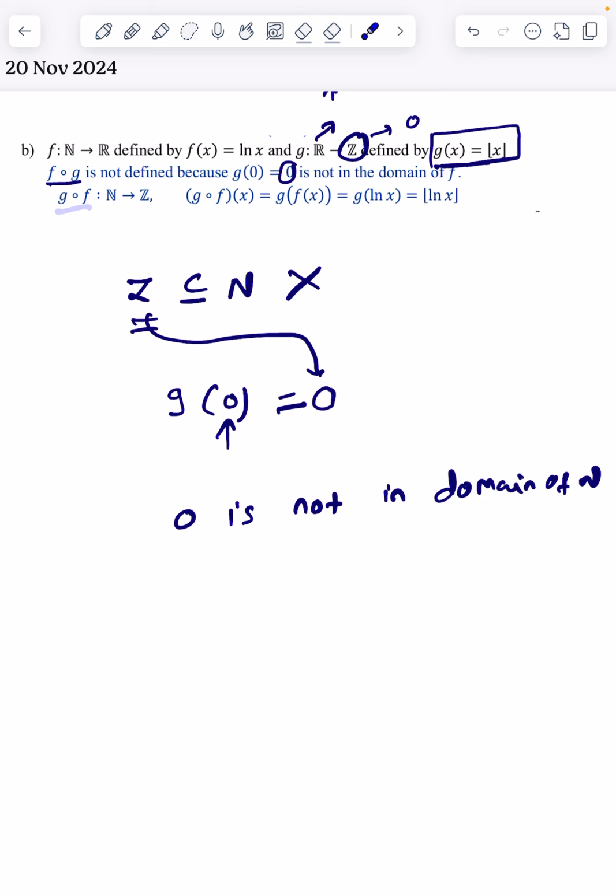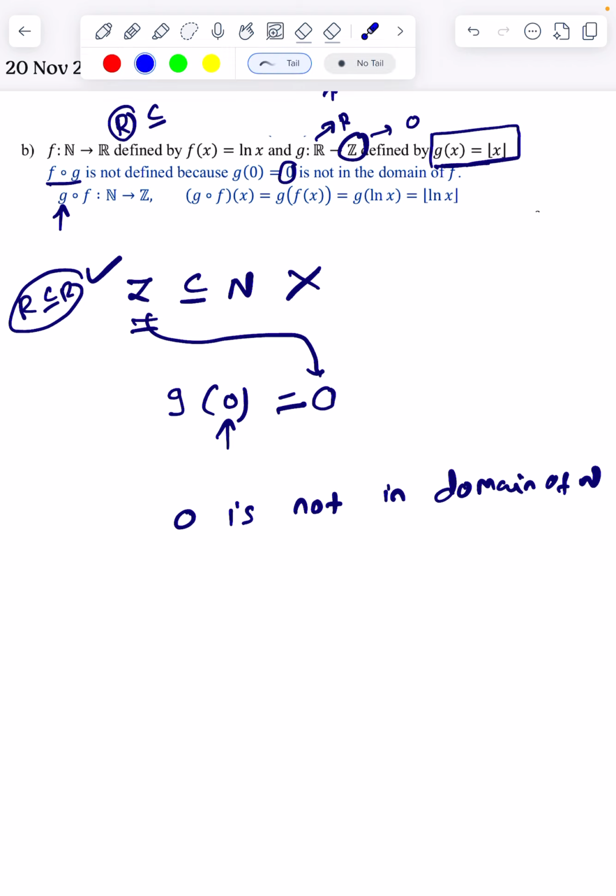What about g circle f? Now I am going to g circle f. What is the codomain of f? The codomain of f is the real numbers. Then, is it a subset of, or equal to, the first function's domain, the real numbers? The real numbers are a subset of the real numbers. It is true. So then it is defined.